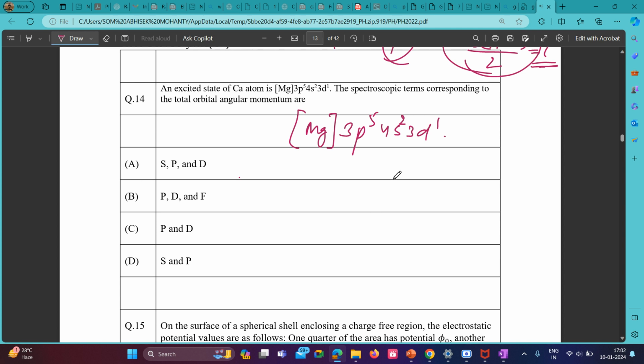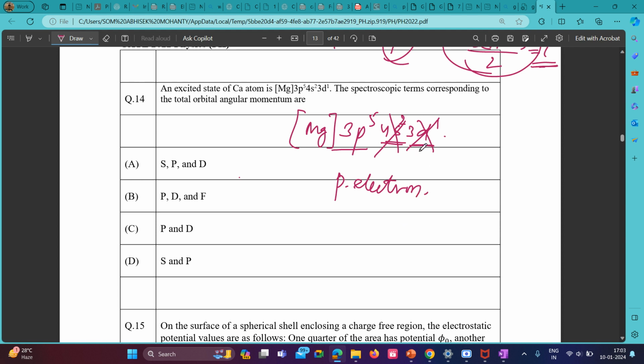Okay, total angular momentum. See, this one is full, so we cannot do anything with it. There is one electron here, and there are five electrons in P. So we have to ignore this S part for getting it. We have to ignore this one also because there is only one electron there. So we have to consider only the p electron.